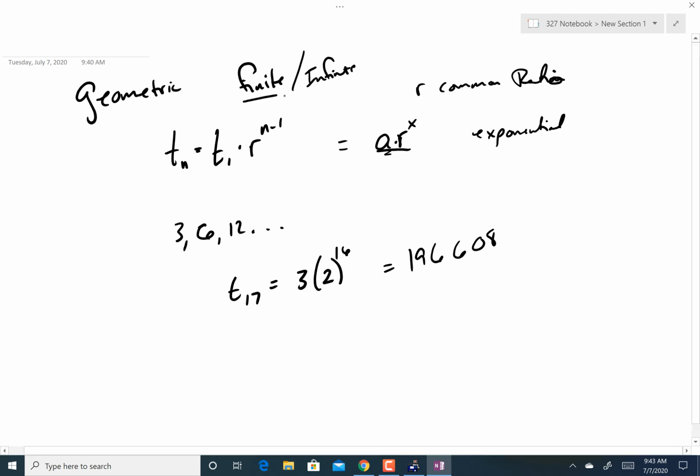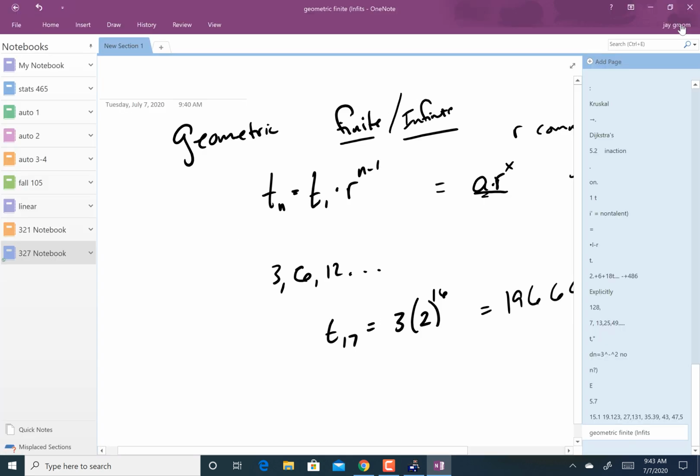It only matters really in these two if you're finding the sum, which I showed you a couple of videos ago. It matters. If you let it go to infinity, then obviously if you're multiplying by a number bigger than 1, it's not going to converge.